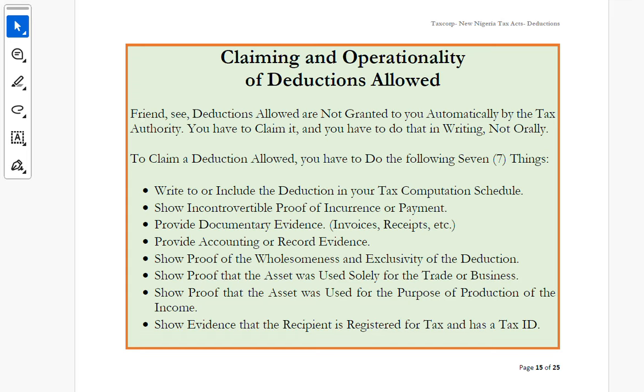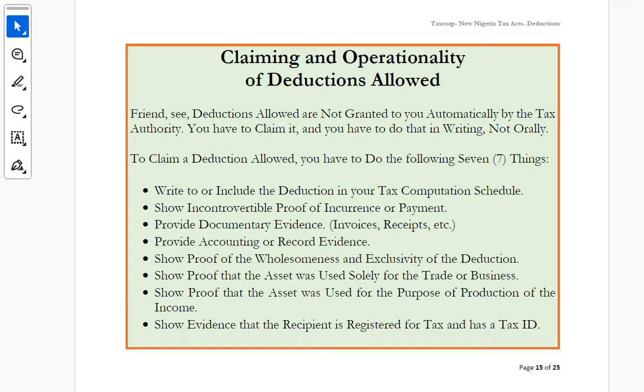And what are they? One, you have to write or include the deduction in your tax computation schedule. Two, you have to show incontrovertible proof of incurrence or payment. Three, you have to provide documentary evidence, invoices, receipts to show that you incurred that expense. Four, you have to provide accounting or record evidence when it is required. Five, you have to show proof of the wholesomeness and exclusivity of the deduction, not duality.